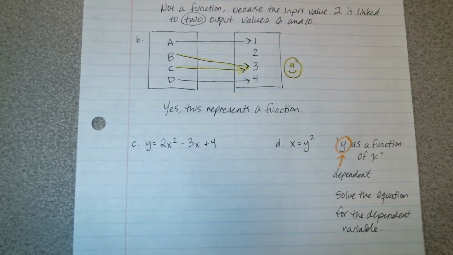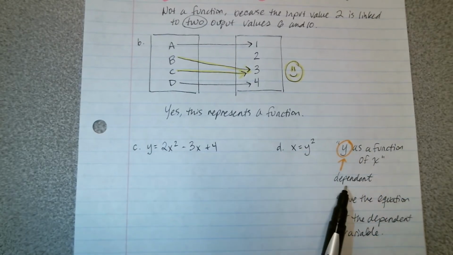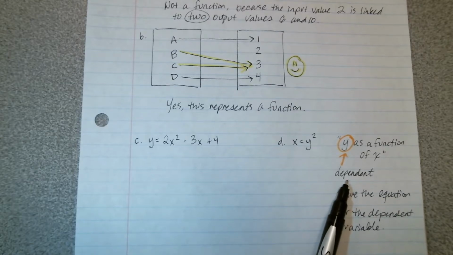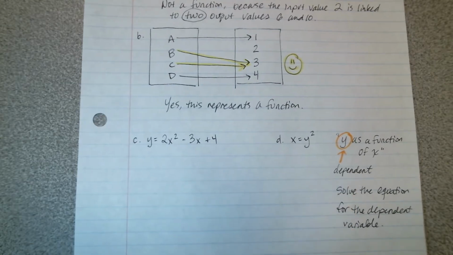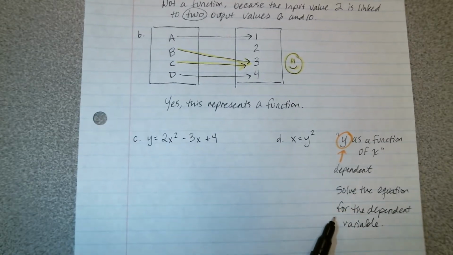Now, like I said before, x and y might interchange, or you could see an equation with two completely different letters like alpha and beta. So you need to pay attention to the phrasing in the question to determine which of those letters is the dependent variable. Once you know which letter that is, solve the equation for that dependent variable. If you can easily solve the equation for that dependent variable, then that's your first opportunity to determine whether or not it is a function.